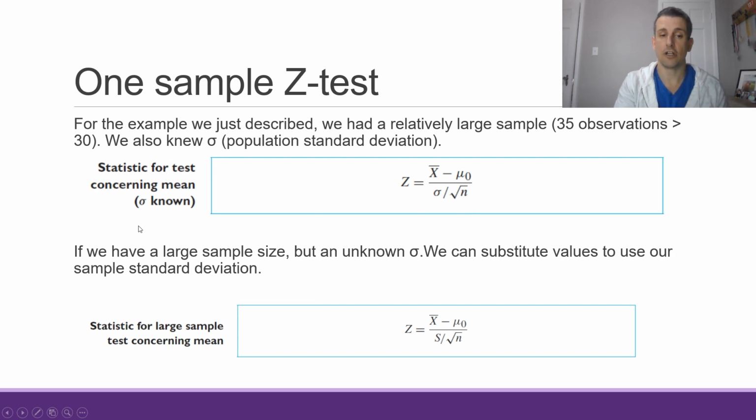But if we have a large sample size, but an unknown standard deviation of the population, we can actually substitute values to use our sample standard deviation. So the difference between these two equations here is nothing more than using sigma or s. So this is the sample standard deviation. So we want to use the z-test if our sample size is relatively large. Okay.